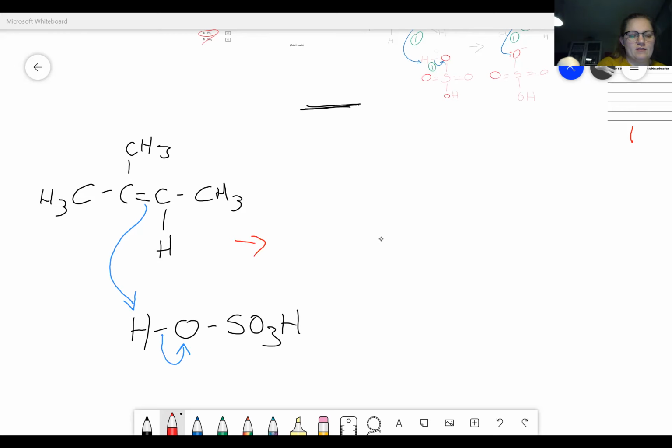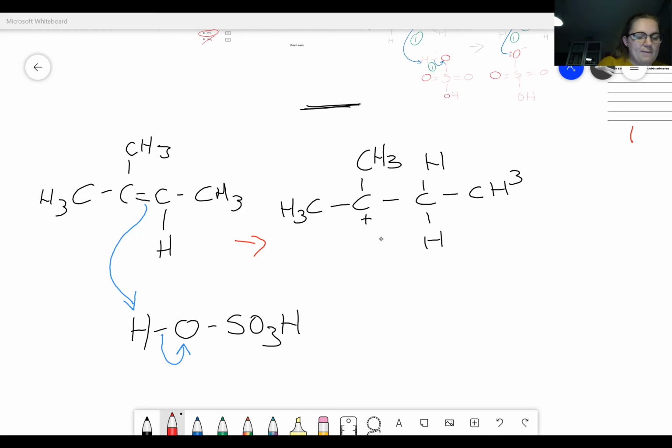What happens here is we'll draw out what we've just made. So we've got H3C still, C plus, because now we've got our carbocation, CH3, carbon, hydrogen, hydrogen, CH3. Now remember, this hydrogen here has come from our concentrated sulfuric acid.